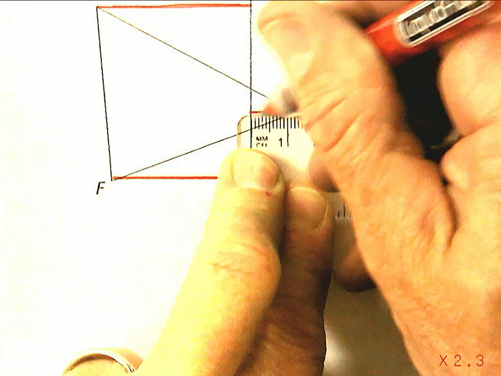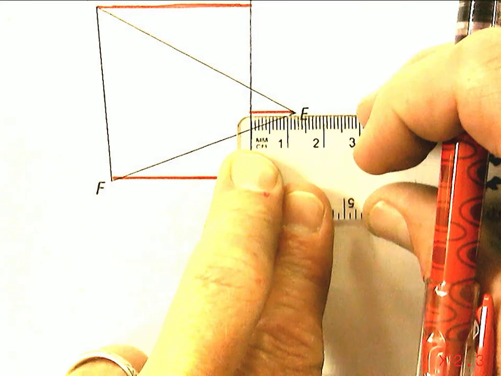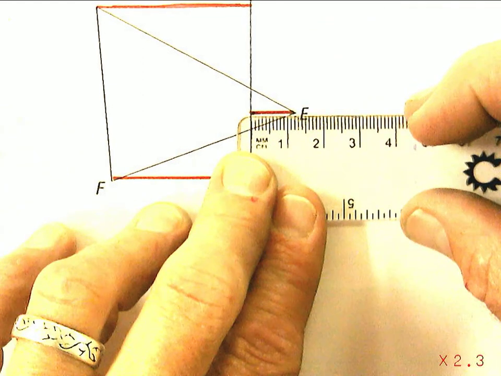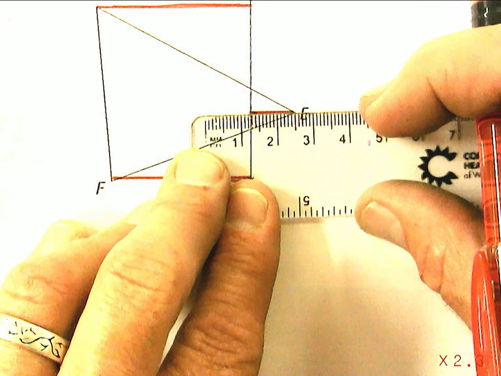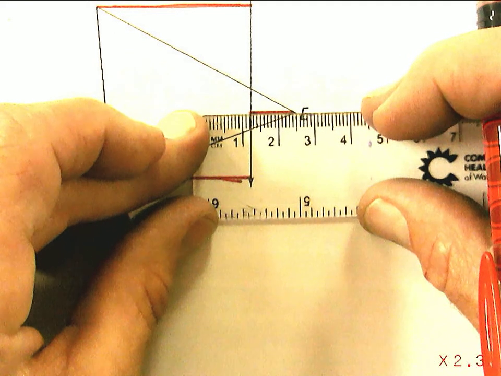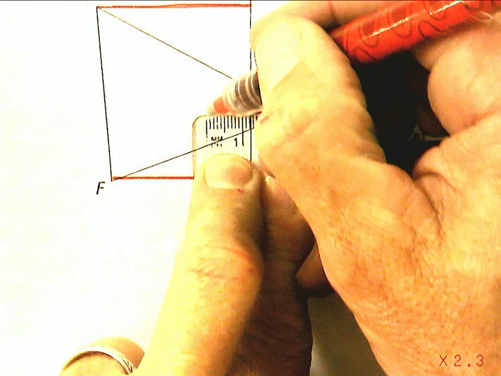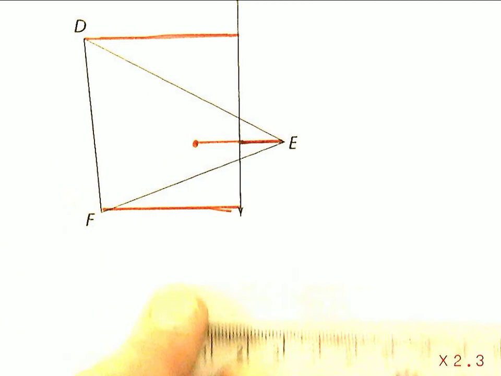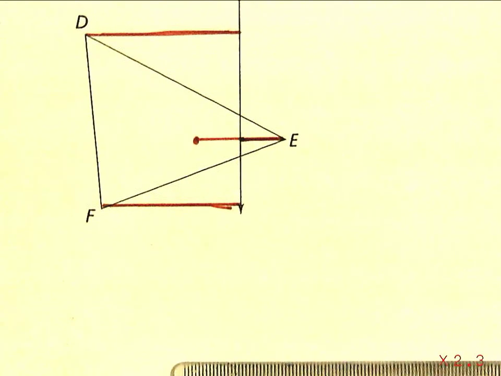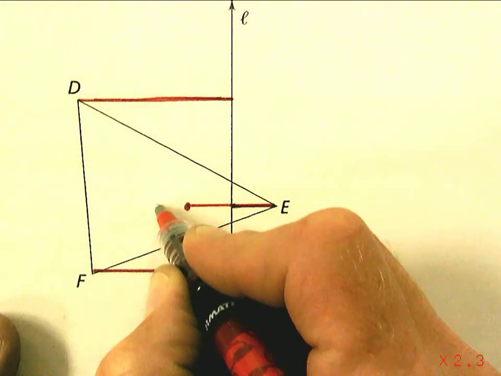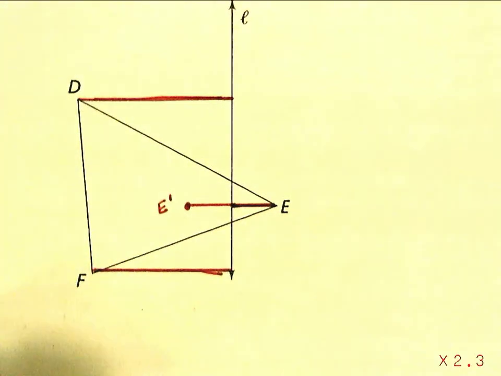And I want to note that distance on my ruler here is 1.2 centimeters. So if I go out 1.2 centimeters the other way, and again making sure that I have a perpendicular line, 1.2 centimeters takes me to that point right there. And that point is going to be my E prime in the new image. You can see that the E prime is actually inside the original image.